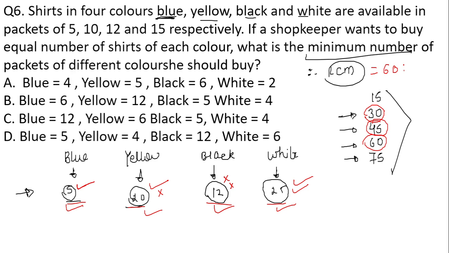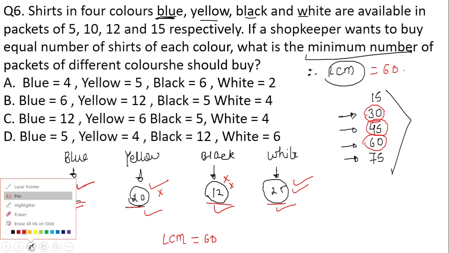Okay, so here I have just written down the table of 15. So 60 is the least common multiple that is going to come in the table of all the given numbers over here. So the LCM for the given numbers is 60. Okay, so here LCM is equal to 60.